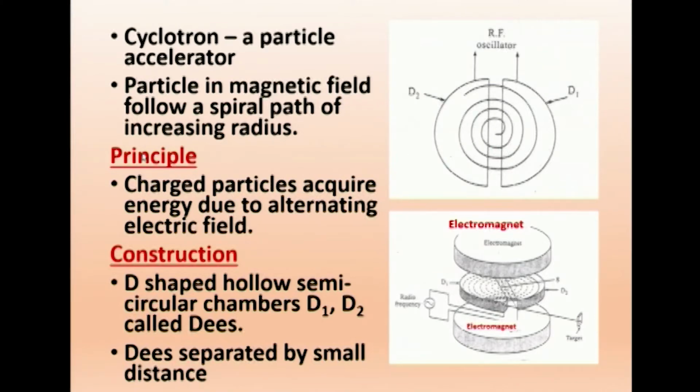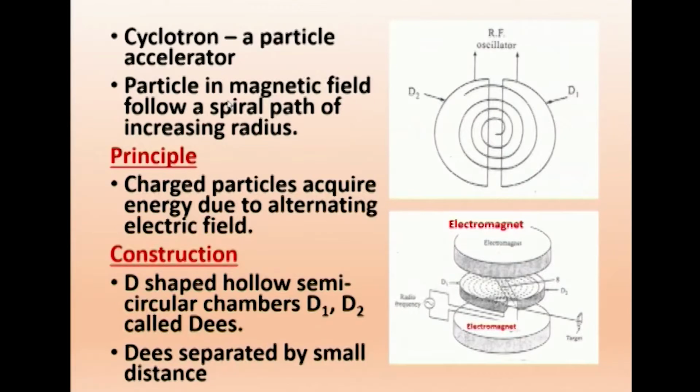So the basic principle is charged particles acquire energy due to an alternating electric field. Here the magnetic field is for bending, that is for steering, and the RF oscillator electric field is for accelerating the particle. So the charged particle will get accelerated by the RF oscillator electric field, and it will take a circular path due to the magnetic field. So both are applied here.